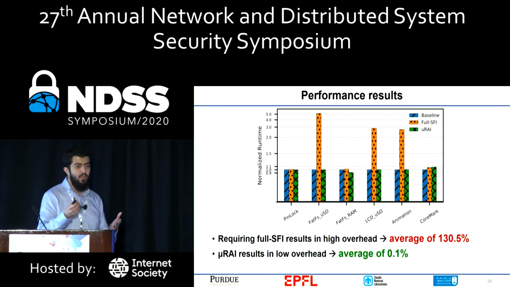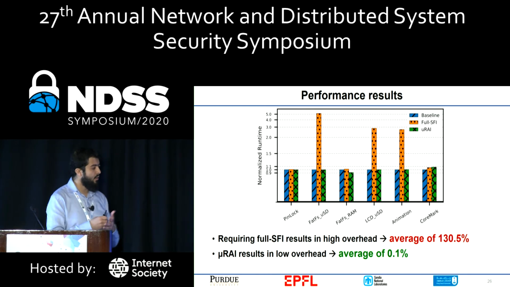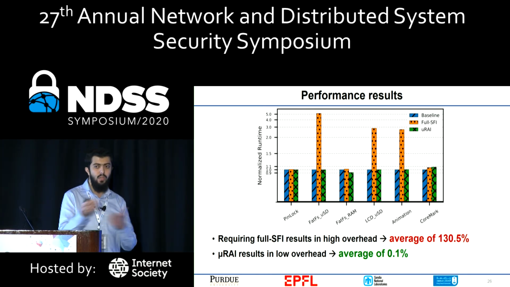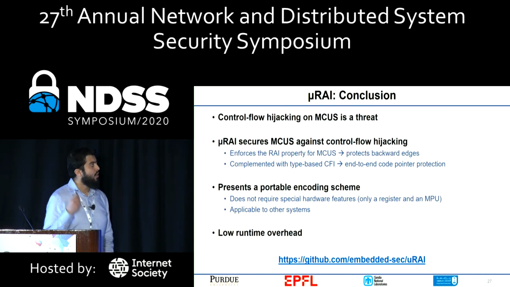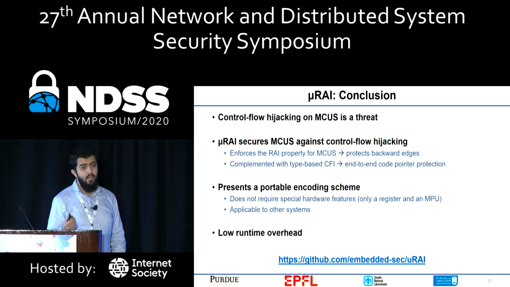And so that's the reason for our low overhead. We have an efficient mechanism to return, and we have a limited number of SFI in our defense. So just to conclude, control flow hijacking on MCUs is a serious threat.